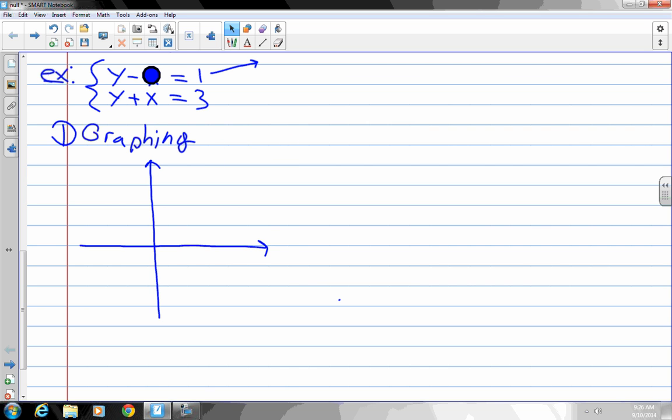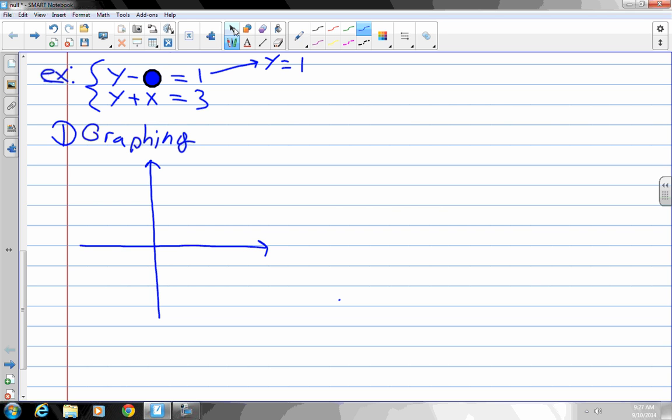All right. This is how you find the y-intercept. You set x equal to 0. So what is the y-intercept? Y equals what? 1. So the y-intercept is y equals 1.